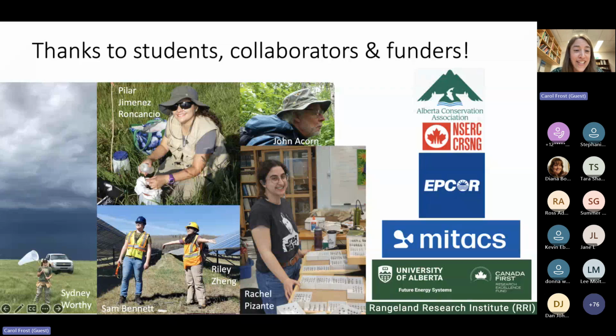Well, I'd like to just thank all of these students who have done this work, as well as John Acorn, who's a co-supervisor of 2 of these students, and the funders of this research, who have been the Alberta Conservation Association, NSERC, EPCOR, MITAX, Future Energy Systems, and the University of Alberta Rangelands Research Institute. And I'm going to talk about each student a bit more as we get to their work.